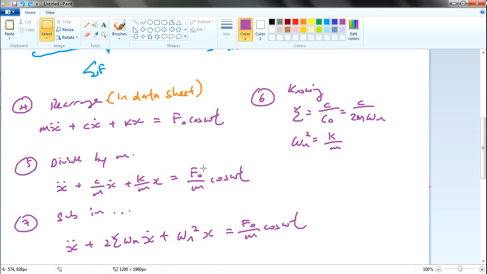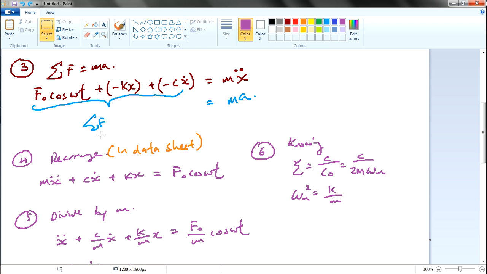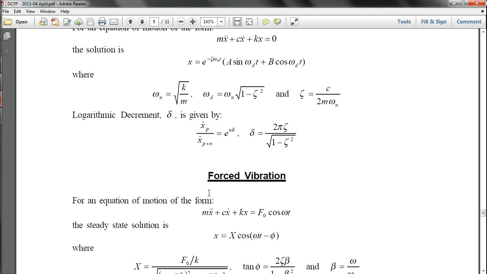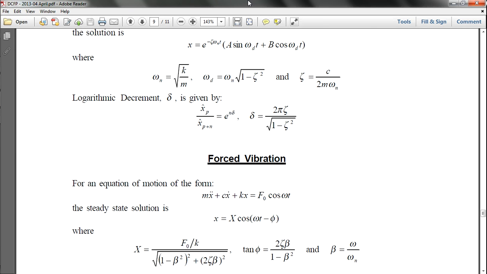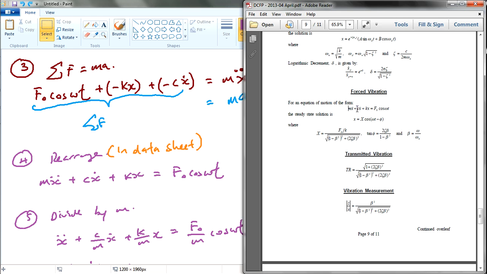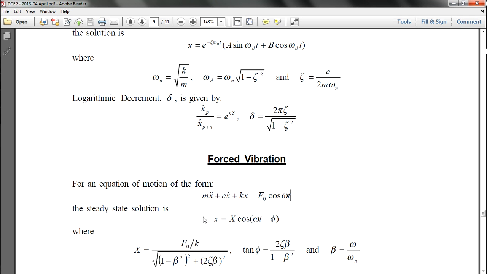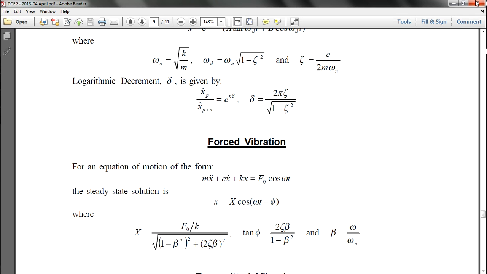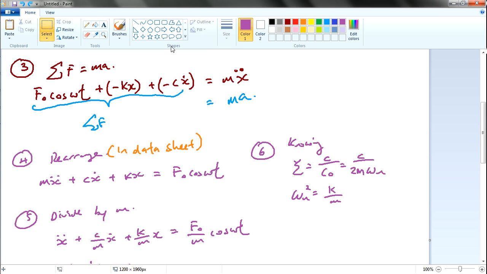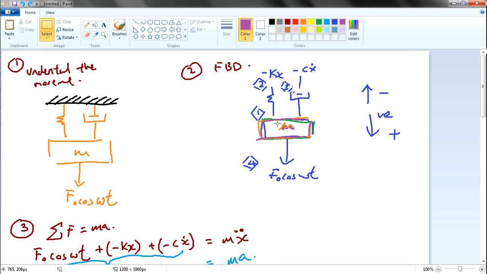Just to come back again, after we rearrange, this equation is in your data sheet, under forced vibration. It's the same thing, so I didn't bluff you. You just double check: this is the same as this. If you know that this is provided, you can jump straight into here without setting up any equation, unless you're asked to do the free body diagram.